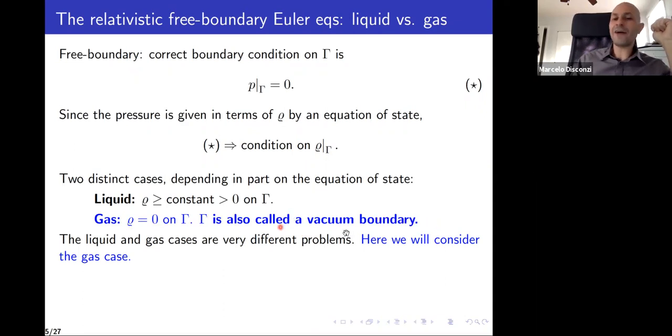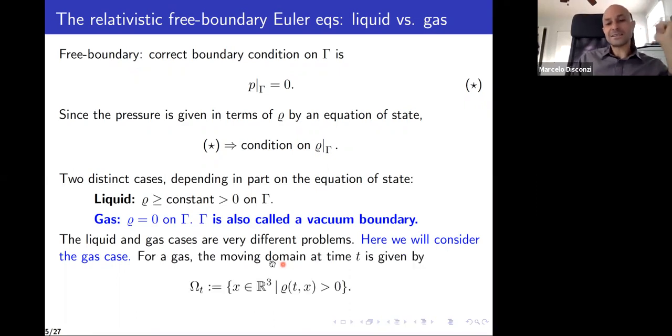So the model you should have in mind here is really like a star. You have a fluid inside a region, in a vacuum outside, but this star is a gas, which means that when you approach the boundary, the density really vanishes on the boundary. That's the physical model you should have in mind. Now for a gas, the moving domain at time t that I was depicting in those pictures is simply the set of points for which the density at time t is positive. So that's the moving domain at time t.